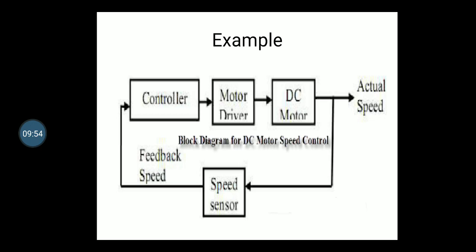Input we have given 1200, but output we are getting 1000, right? So 1200 minus 1000 is 200. So we want 200 RPM more. So that is your error signal, right?